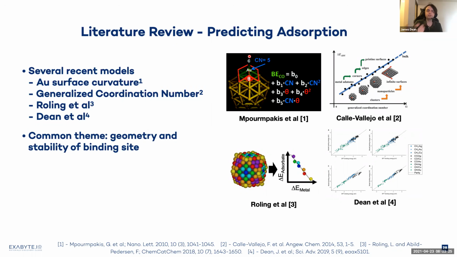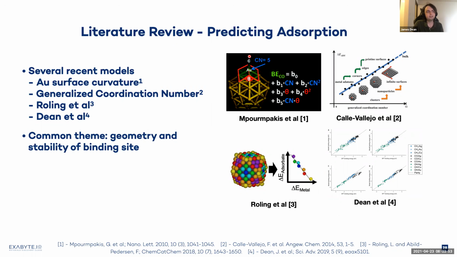The generalized coordination number is another geometry-based metric that sort of takes into account how under-coordinated the site is relative to what it should be in the bulk. So very, very useful indeed. Additionally, in 2018, there was the rolling model of adsorption, where they actually take into account the relative stability of a particular site in a nanoparticle.